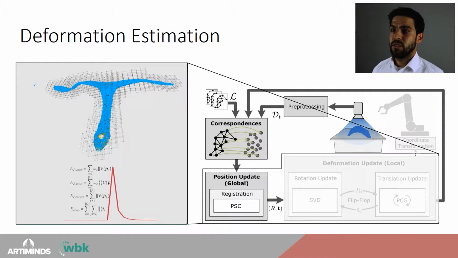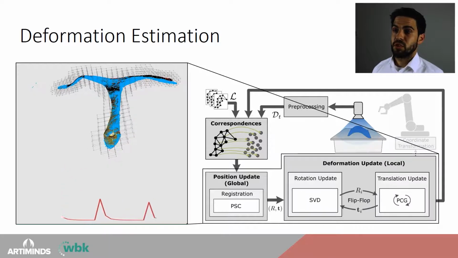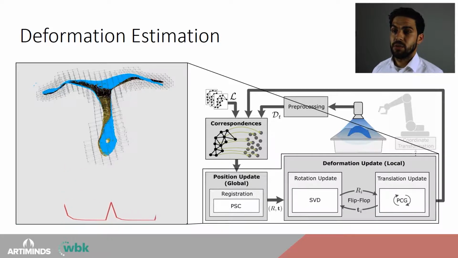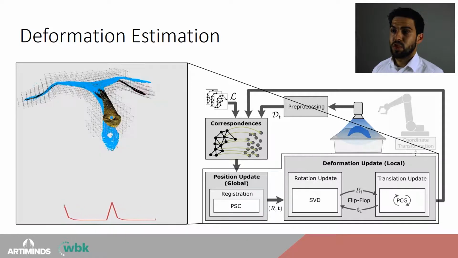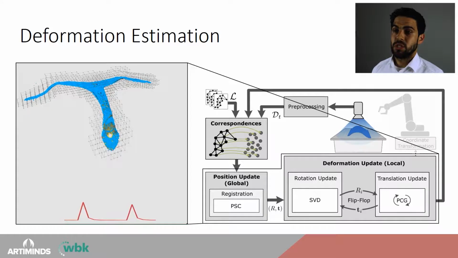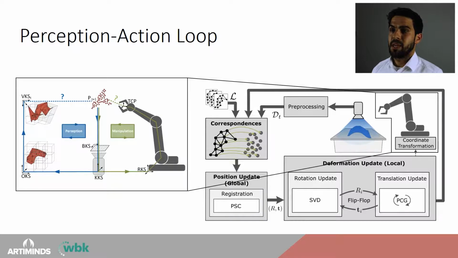The first step of our solver is to do a position update, which is a classic rigid registration. Then we leverage a flip-flop solver structure to minimize the previously defined error terms in an iterative manner. Once the solver converges, the next depth image from the camera is processed, and we continue with the next estimation loop. To close the perception-action loop, we integrated an interface through which a robot can request the pose of a certain point at any time. And by calibrating the camera system against the robot, the manipulation task can be executed.